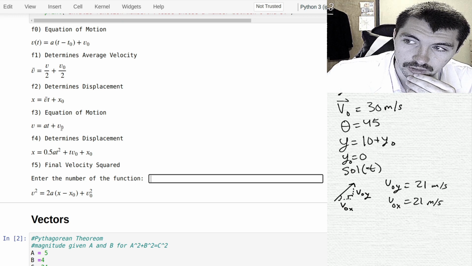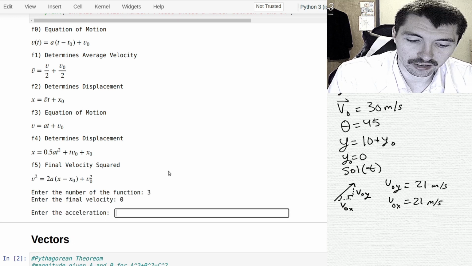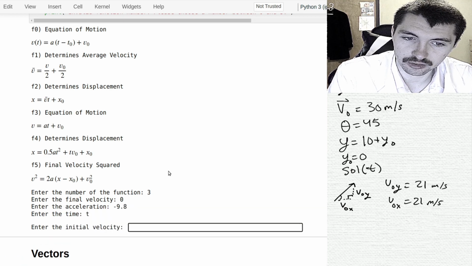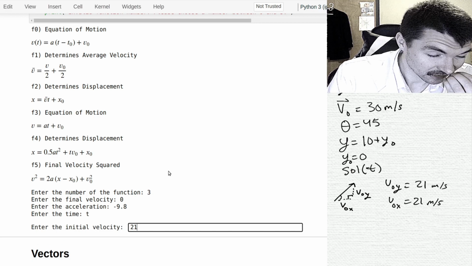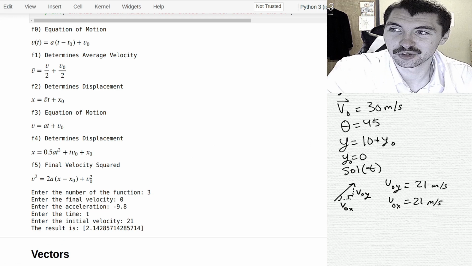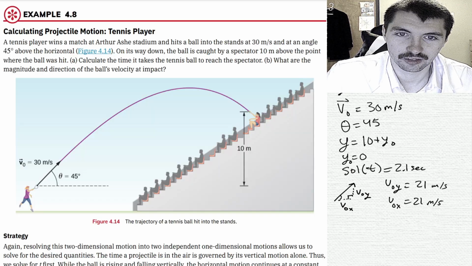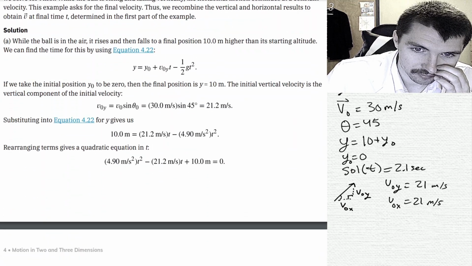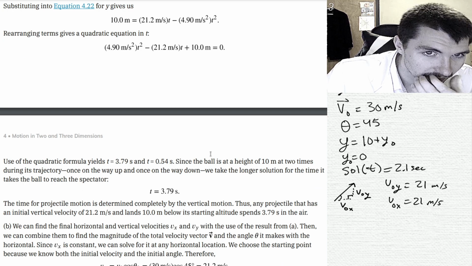So we know the final velocity is 0. Maybe we can do equation 3. Final velocity is 0 because it's getting caught. Negative 9.8 for gravity. t is what we're solving for. Initial velocity is 21. So 2.14. Okay. They're getting 3.1.